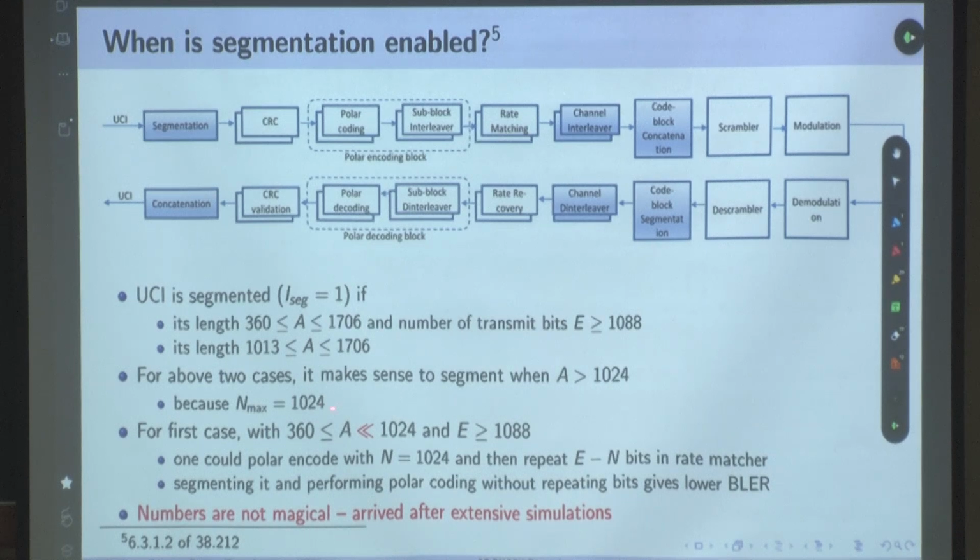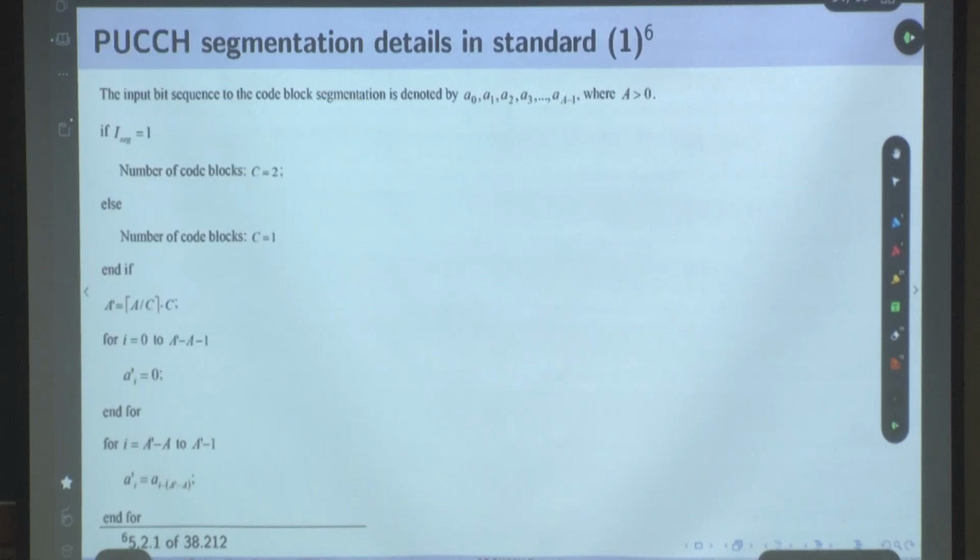Just to summarize, these are the two cases. It makes sense to segment when A is greater than 1024. In these two peculiar cases also, they are designed such that you get the best performance and the lowest BLER. This is how this segmentation module works. Now I'm going to tell you how it is defined in the standard. Let's look at this.